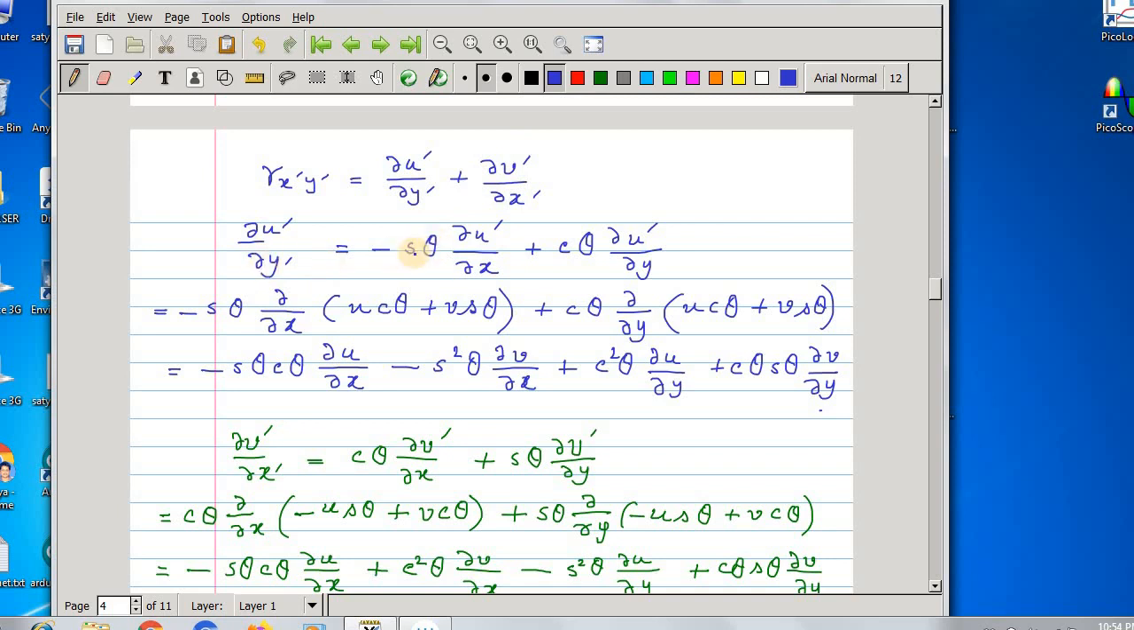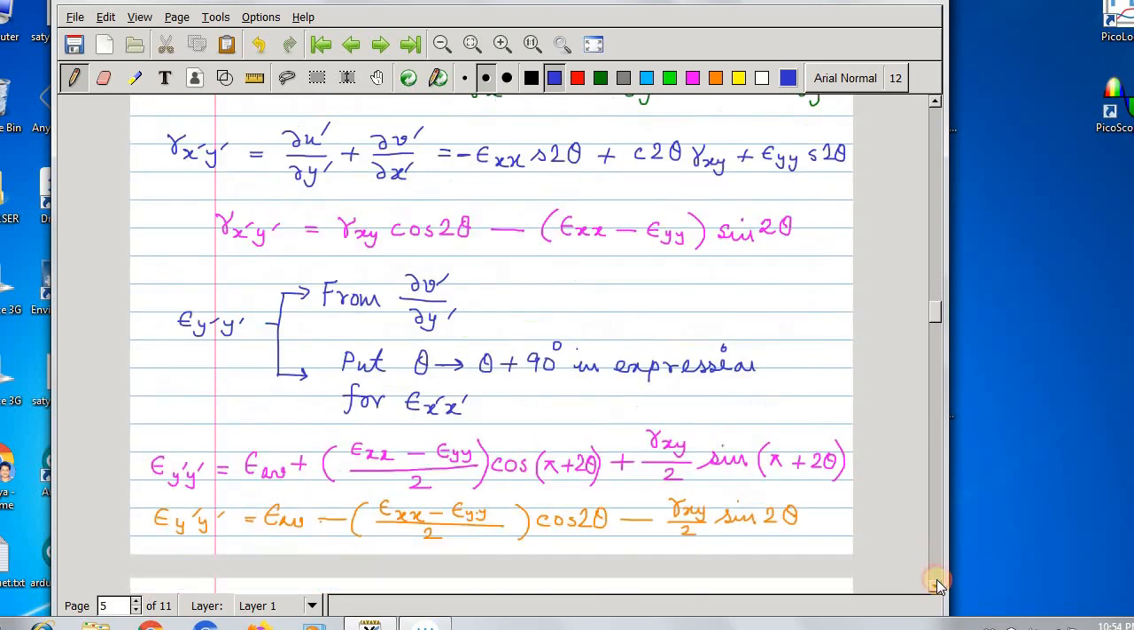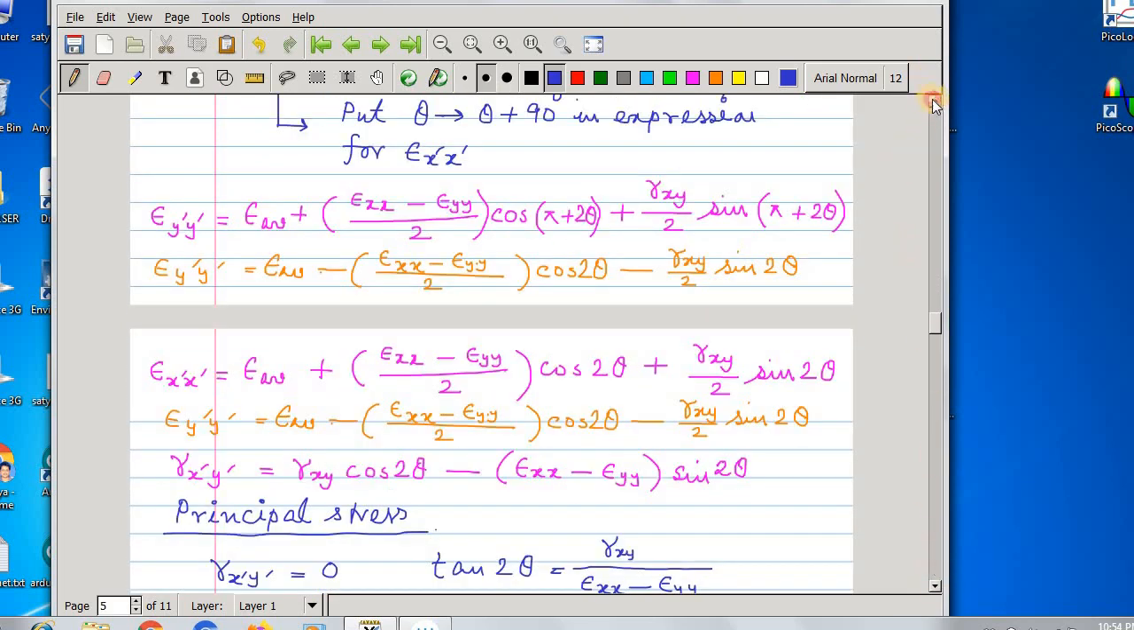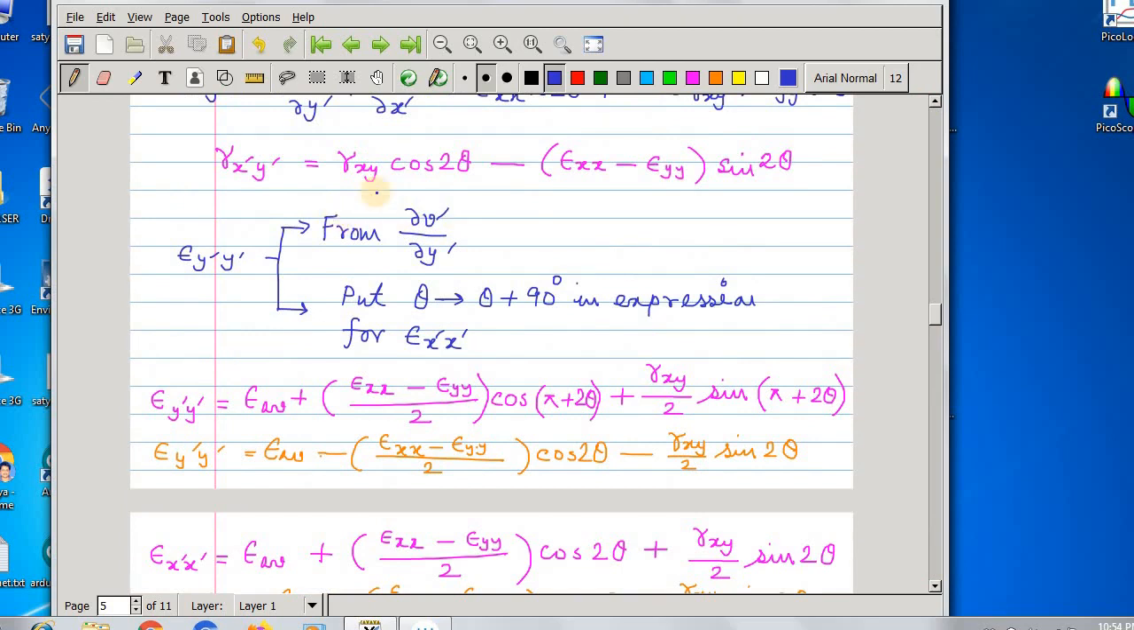So del y dashed is minus sine theta del x plus cos theta del y. Now for the first term, this operates on y dashed. So now you proceed just like before. Now del v dashed del x dashed. Now add these two, del u dashed del y dashed and del v dashed del x dashed, and you can show that gamma x dashed y dashed is this.